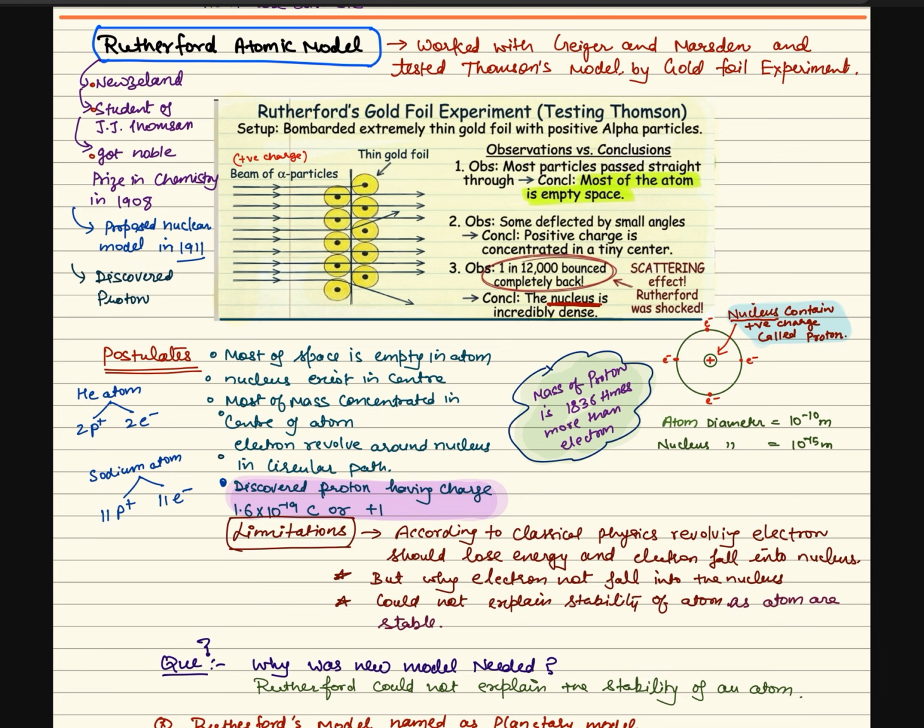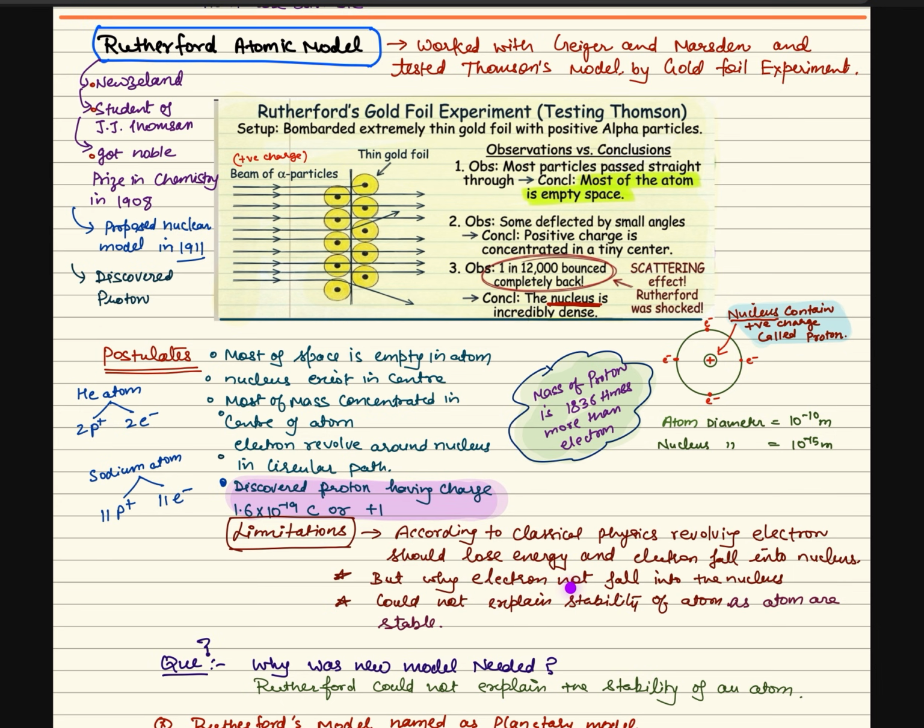But now what is the limitation of the Rutherford model? The limitation is according to classical physics. What does classical physics say? That a revolving electron loses energy and falls into the nucleus, because the electron is a negative charge. If it is revolving about the nucleus, it is losing its energy, and it will fall into the nucleus, because the nucleus is positive and the electron is negative. So it would not explain the stability of the atom, isn't it? That's why it was not able to explain the stability of the atom.